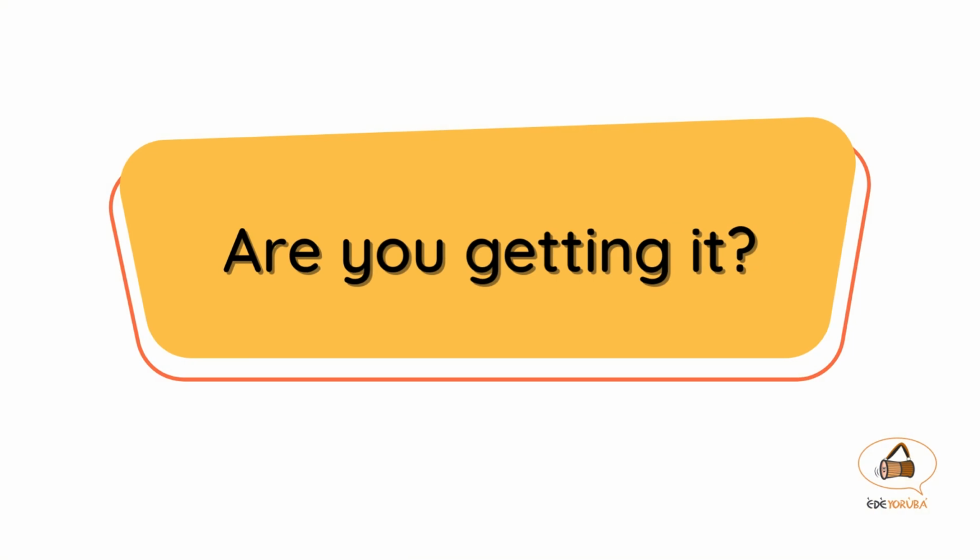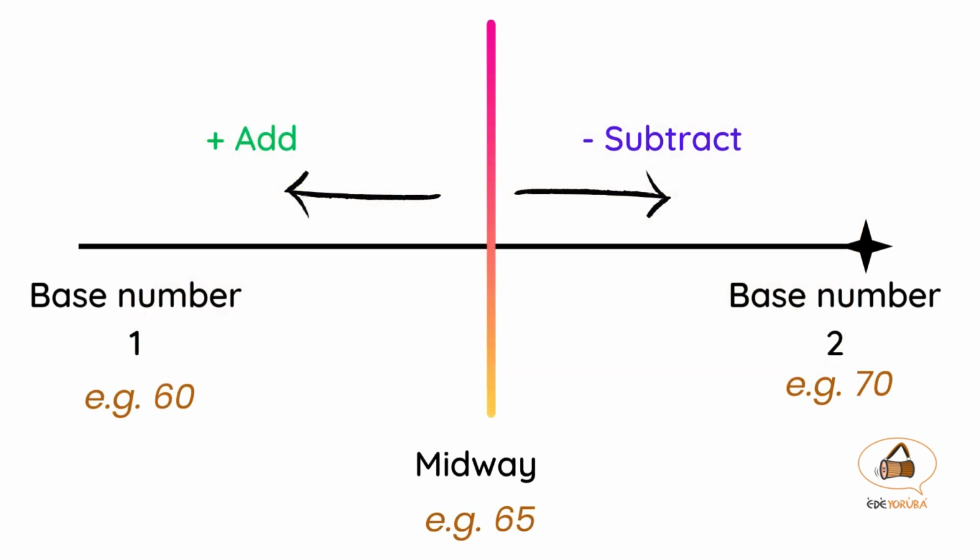Are you getting it? I just want to make sure you get it, okay? But don't worry, I'm going to break this down a bit for you. We've seen a few examples. Now, usually what happens in Yoruba numbers is you have two base numbers. Let's say 60 to 70. 60 is base number 1, 70 is base number 2, and you have a midway point at 65. When you go from base number 1 to 65, you add on top of the numbers. But from 65 onwards, you start to subtract from 70 and work backwards. Is it making sense? Don't worry about it. I just want to interject and break it down again.